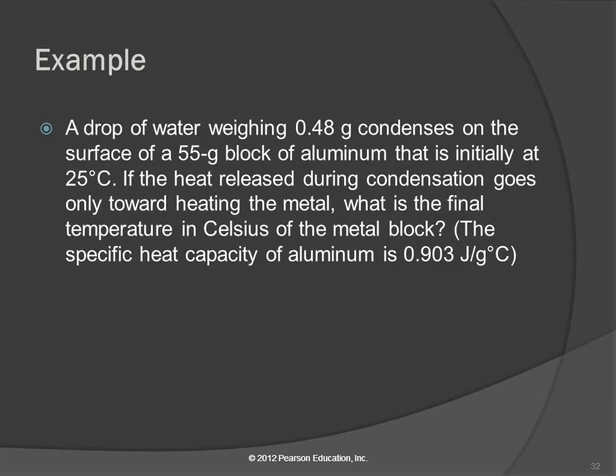And we're jumping in here with kind of a complicated one. So let's read the whole question. A drop of water weighing 0.48 grams condenses on the surface of a 55-gram block of aluminum that is initially at 25 degrees Celsius. If the heat released during condensation goes only toward heating the metal, what is the final temperature of the metal block? And it says the specific heat capacity of aluminum is 0.903.